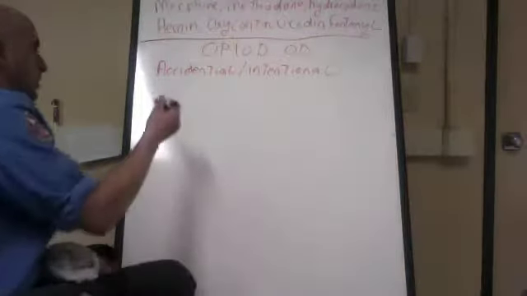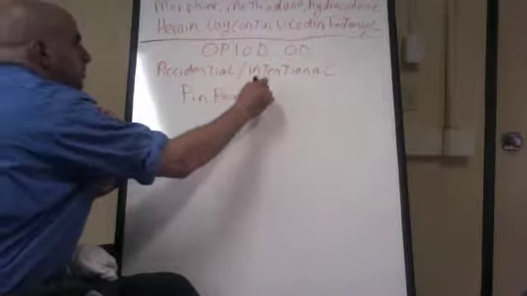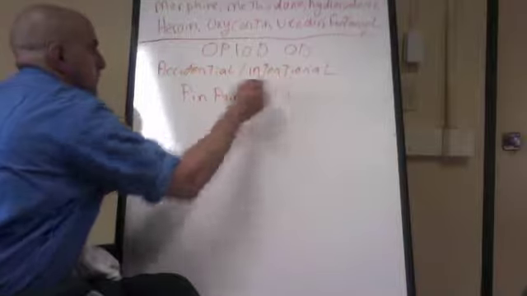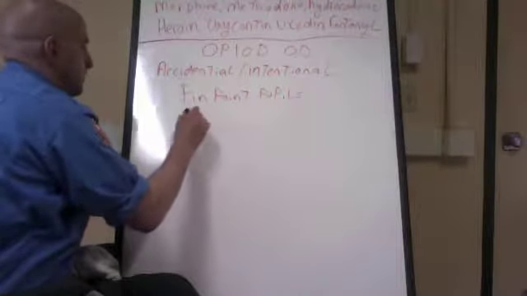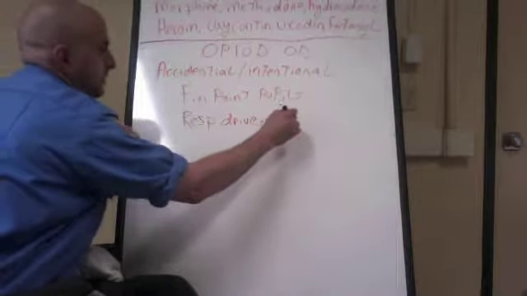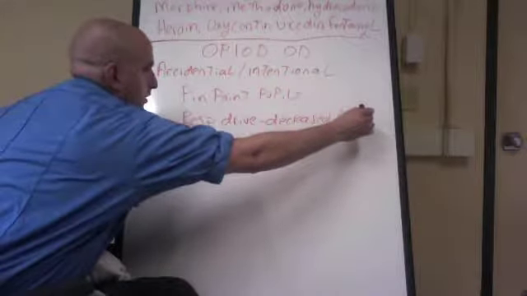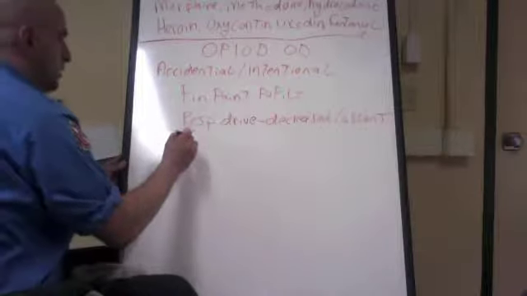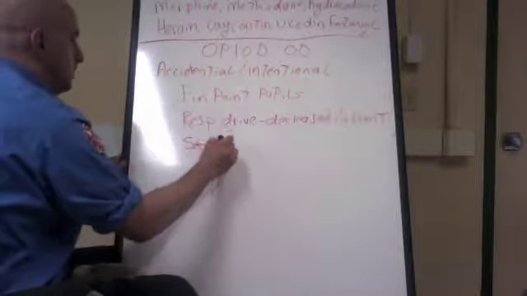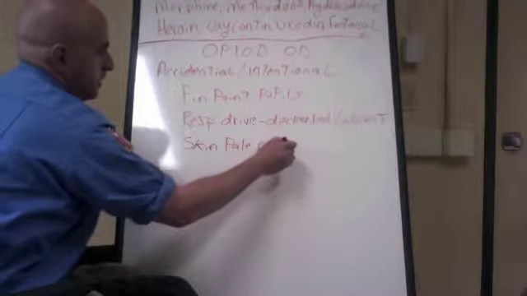So your opioid overdose patient, whether it's accidental or intentional, kind of presents in the same way. Some of the very classic signs: pinpoint pupils, a respiratory drive that is decreased or absent, the skin might be pale, and they also usually have a normal pulse rate.